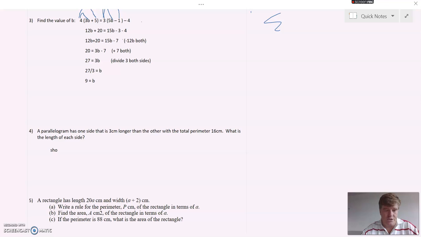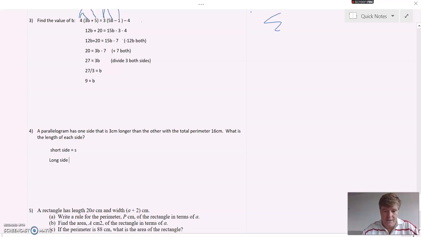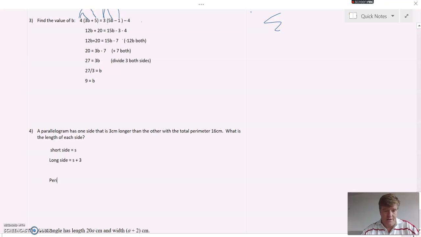So let's make the short side equal S, and the long side is going to equal S plus 3, because the long side is 3 centimetres longer. So the perimeter, if we go around, is going to equal the short side plus another short side, because there's 2 of those short sides, plus S plus 3 along one side, plus S plus 3, another long side.